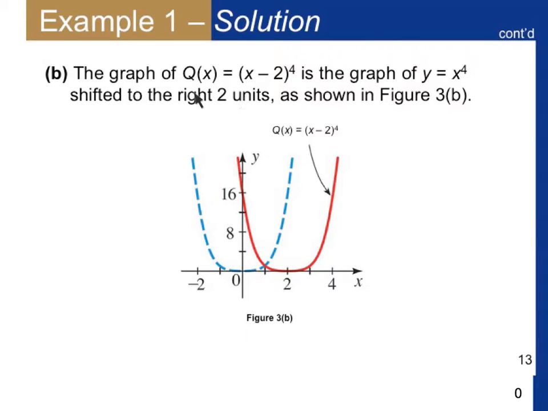Okay, our next one we'll look at is q of x equals x minus 2 to the fourth. So we're going to start with x to the fourth, which remember is the x squared curve, but it's flatter in the middle between minus 1 and plus 1, and then it's stretched out more in the ends. So that'll be the blue dotted one, x to the fourth. And then we're changing x to x minus 2 in our function, which means we're moving it 2 to the right. Remember, when you replace x with x minus 2, you're moving it 2 to the right.